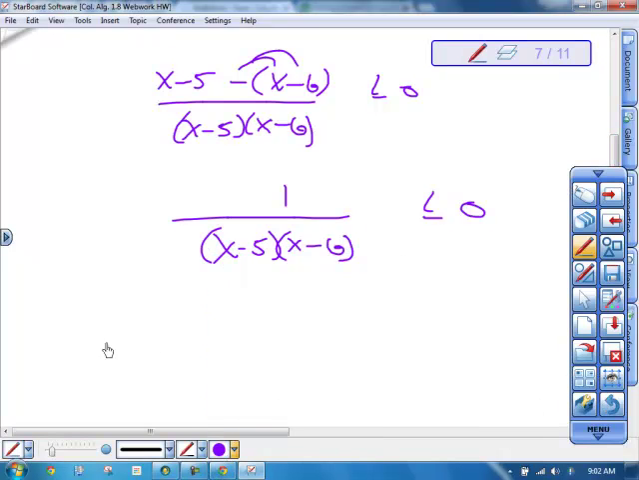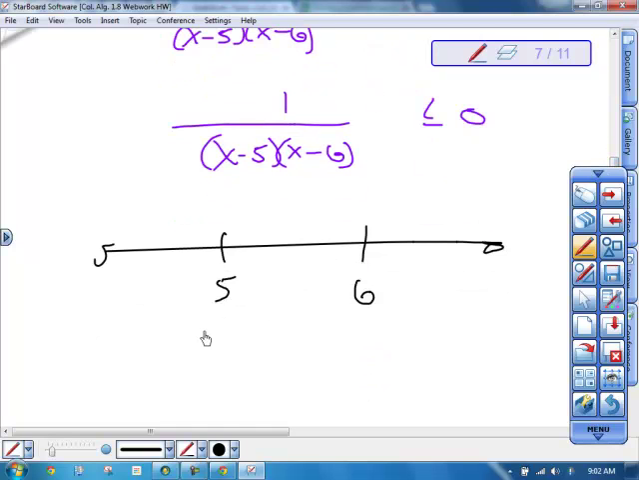Okay, now we do our key points on a number line. The key points are the places where this is 0 and undefined. So that would be 5 and 6 in this case. And they're both places, you might want to write this down every time underneath, those are places where this is undefined. Keep in mind, that's going to matter for our answer.